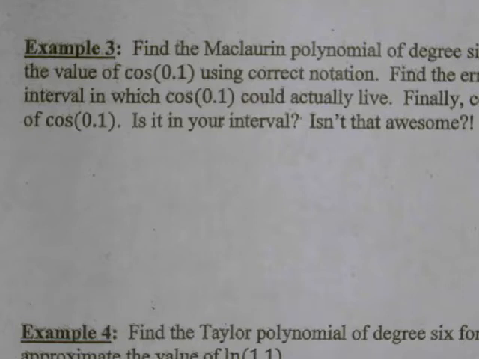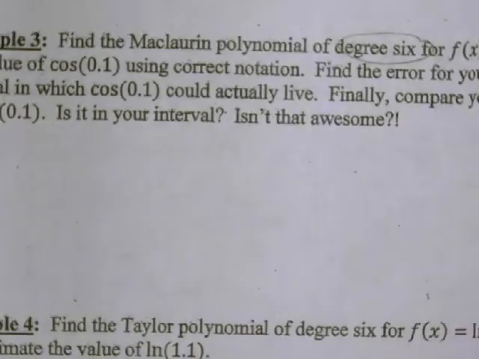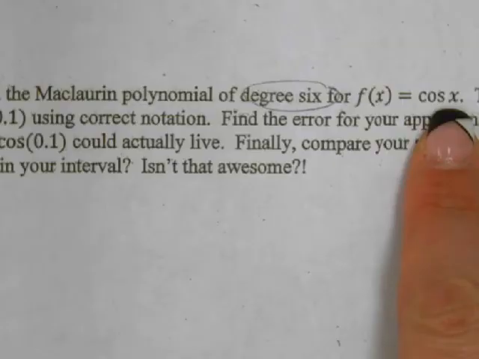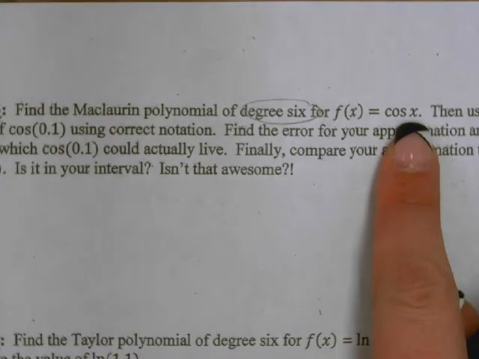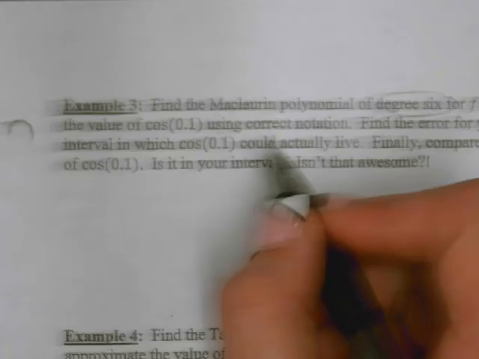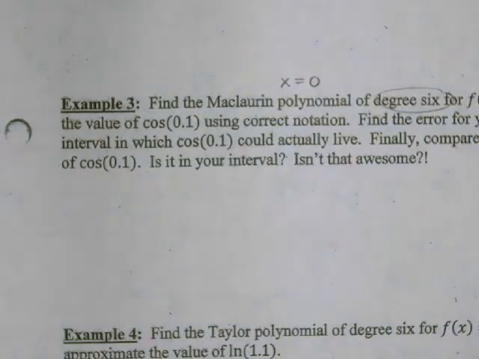All right, on to example 3. So it's now asking us to specifically use a degree of 6, and we're doing it for cos x this time. And if it says it's a MacLaurin polynomial, then that means you're evaluating it when x is 0. That's what that means.